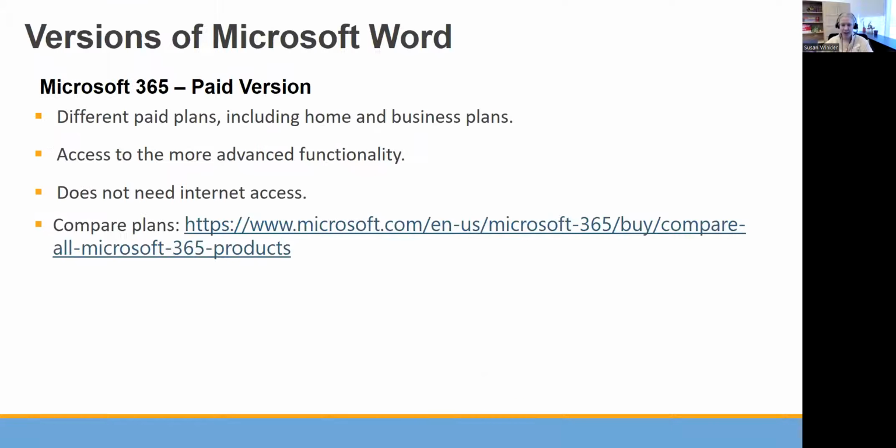Then there's the paid version, which does depend on what you need. There are different paid plans, plans for home and plans for business use, and the cost will reflect whether it's for business or for home. They have access to more advanced functionality with those versions. The 365 paid version does not need internet access to get to it, so you can download it and run it on your computer like the desktop version.